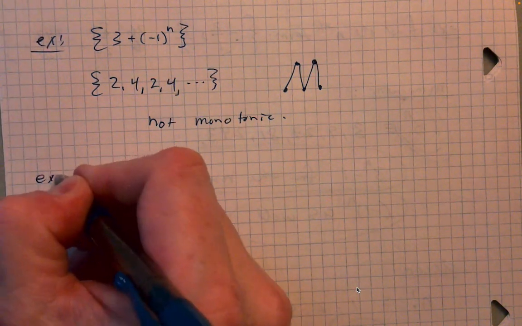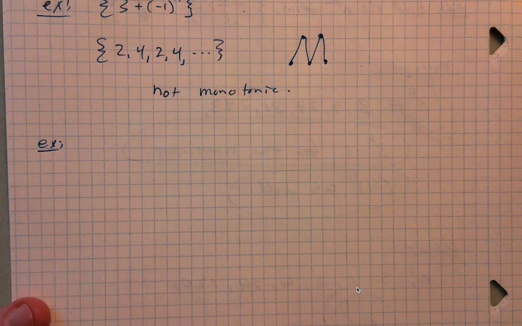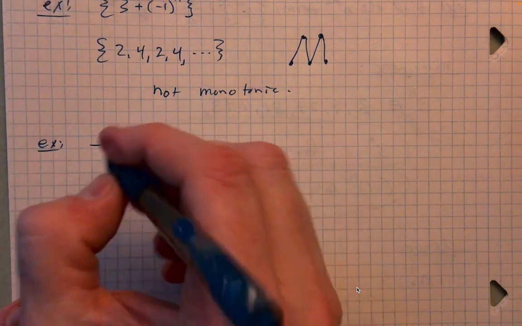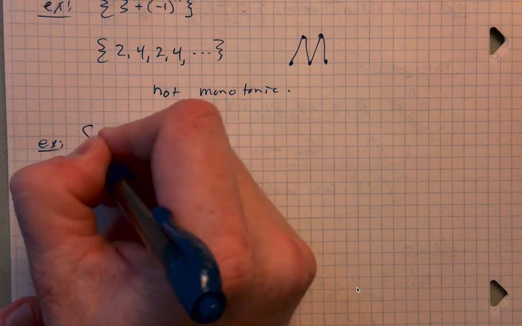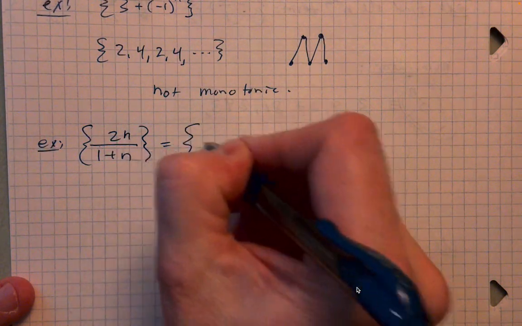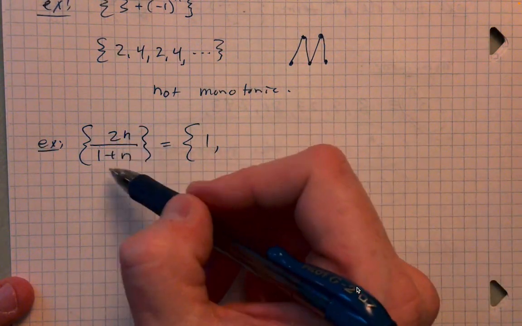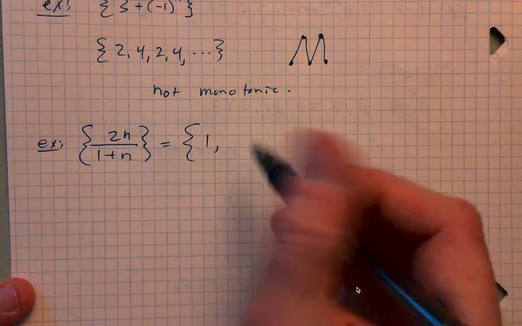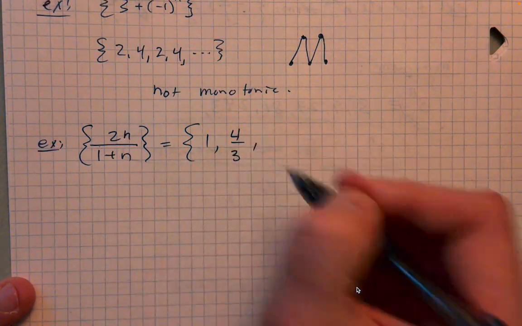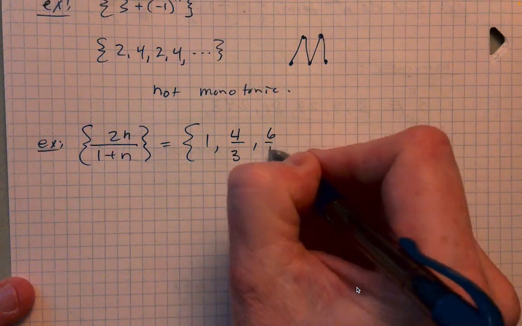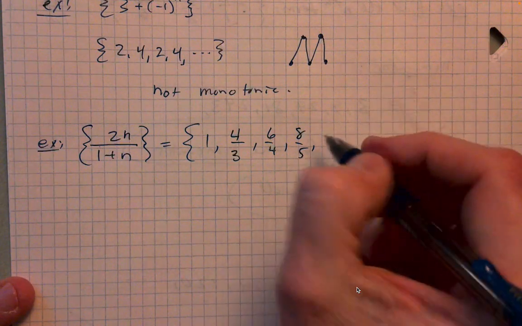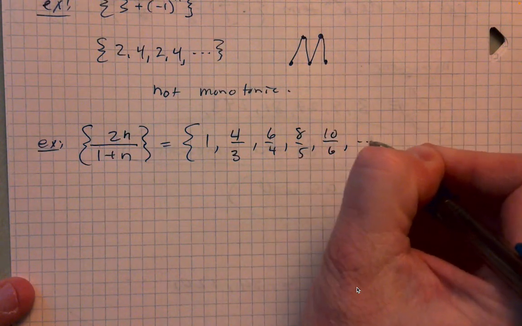What about this guy? 2n divided by 1 plus n. Is this a monotonic sequence? Well, let's take a look at some of the values here. So when n is equal to 1, this is 2 over 2. Okay, and then when n is equal to 2, it's 4 over 3. And then it's 6 over 4, and then it's 8 over 5, and then it's 10 over 6, and so on.